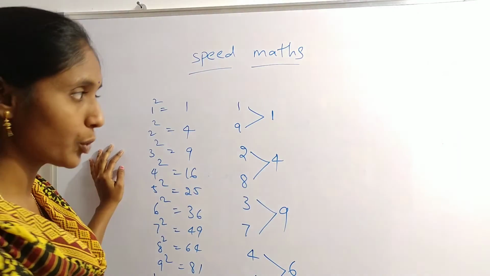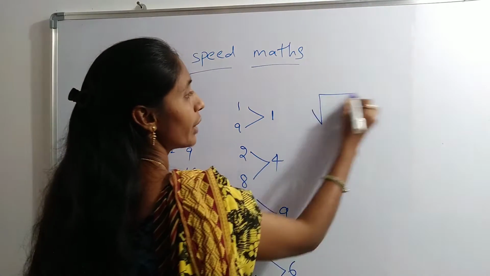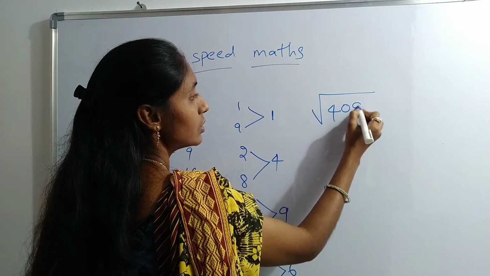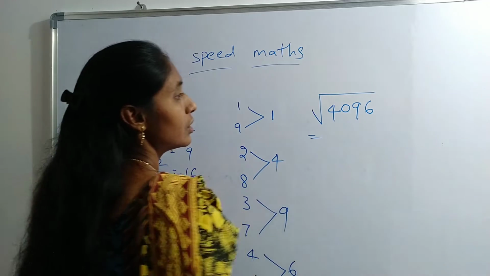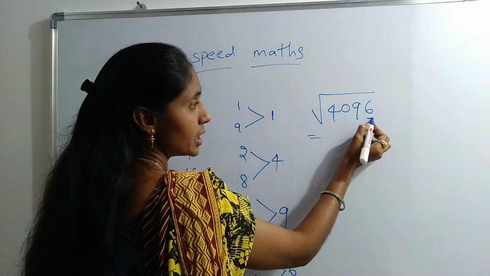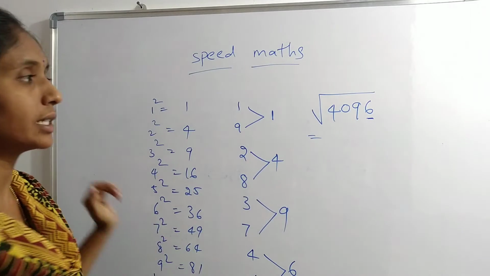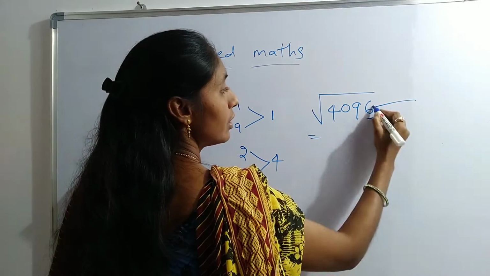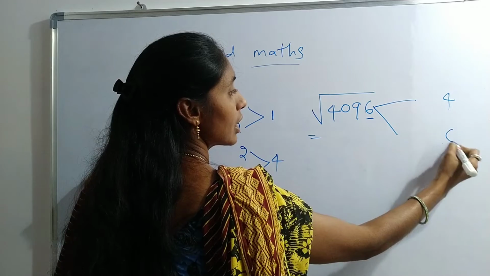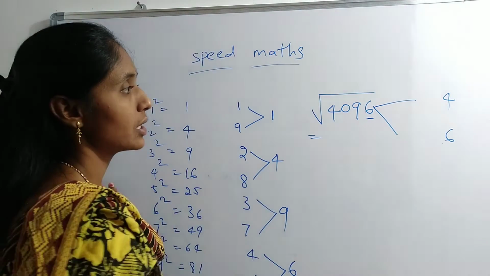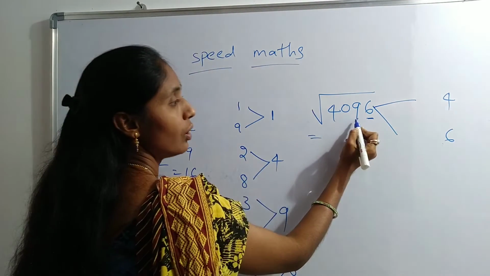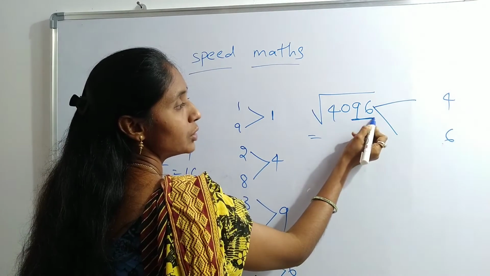Now take an example, square root of 4096. Which number is in the unit digit place? 6. So we can find 4 or 6 in the unit digit place of the square root value. So leave 2 spaces.